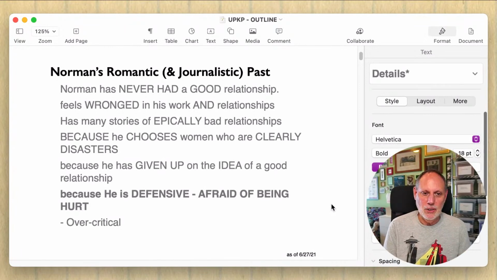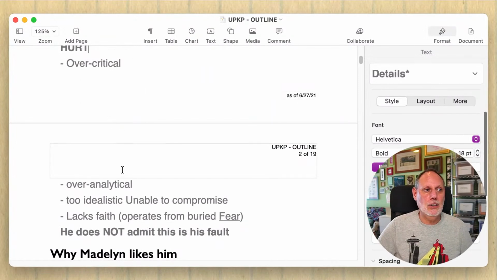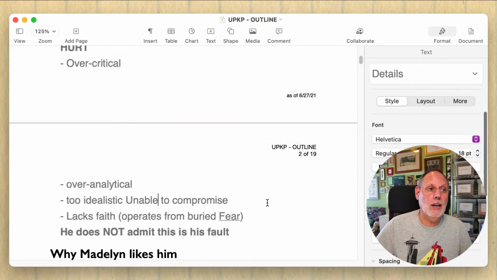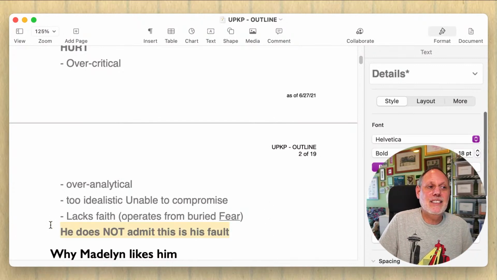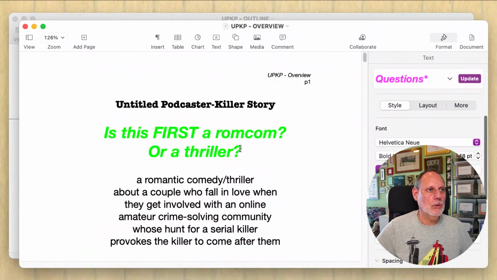So I believe deep down, he's critical because he's defensive, because he is afraid of being hurt or sensitive. So he is overcritical, over analytical, too idealistic, unable to compromise. He lacks faith. These are just notes I made to try and grab what he's like. And the main thing is, he does not admit any of this is his fault. That is his problem. He is training all of his analysis outwardly to keep from looking inside. And that brought me to this vision of Norman.